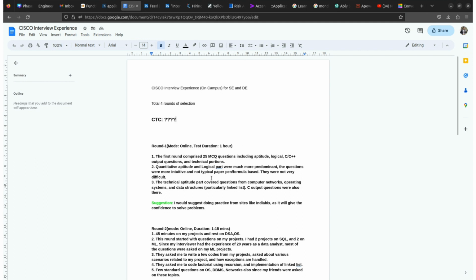When you clear round one, then you'll have round two, which is an interview round. Basically, it's a technical interview round, and the duration of the interview will be around 15 to 20 minutes for each candidate. While going for the interview, you must have good knowledge of DSA, data structures, and operating systems, and either one programming language like Python or C++.